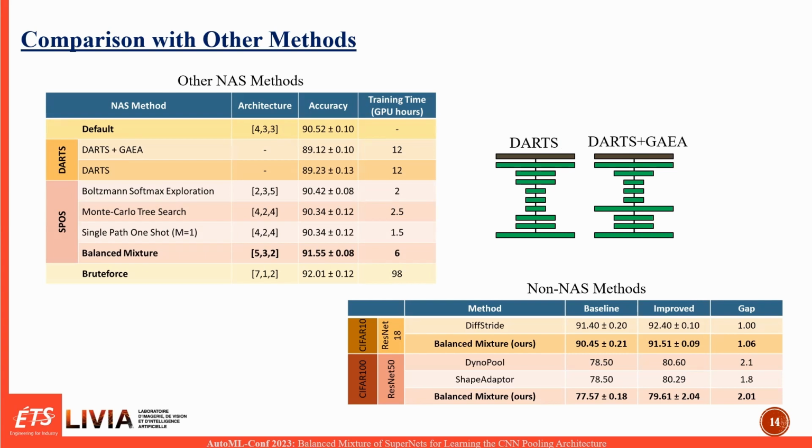And also DARTS and its variant, the final architecture was not reasonable for a classification task, and that was because we could not easily apply the constraints to DARTS. For non-NAS methods, we either performed better or had similar performance.